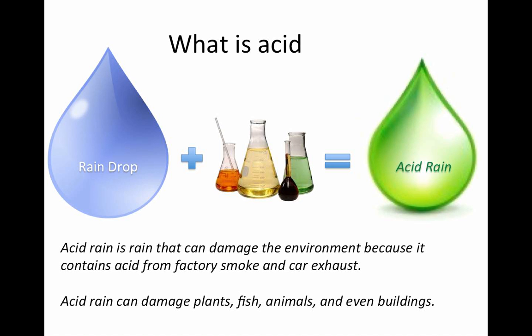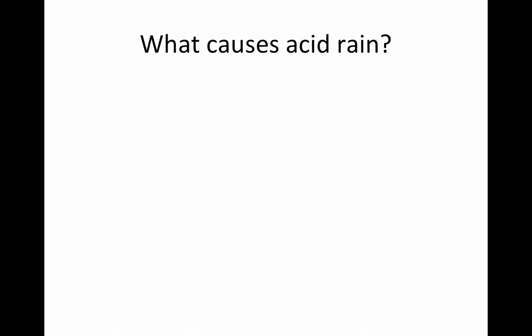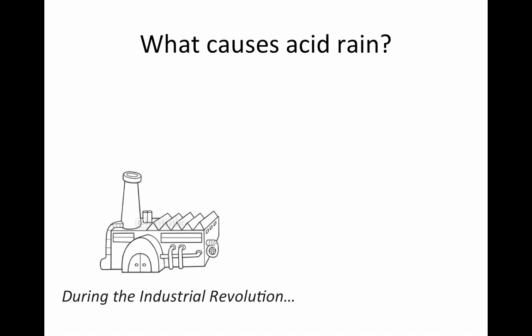So what does this mean? How does this process happen? What causes acid rain? Well, it all started during the Industrial Revolution. Remember, the Industrial Revolution was a time when people started building more factories and using machines to make things instead of doing it by hand. This was very helpful for people, but it caused a lot of pollution and was bad for the environment.